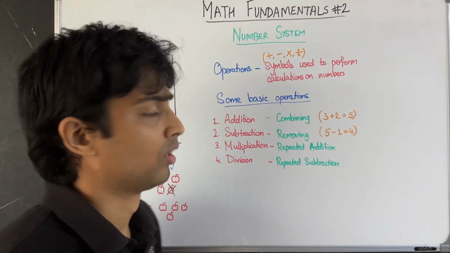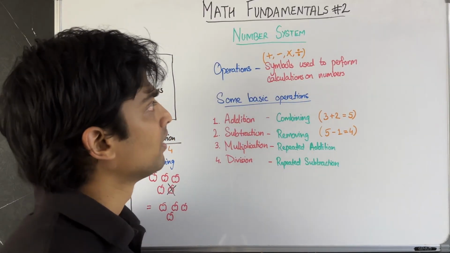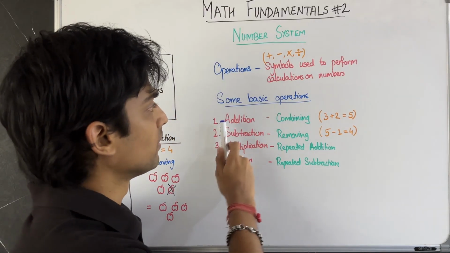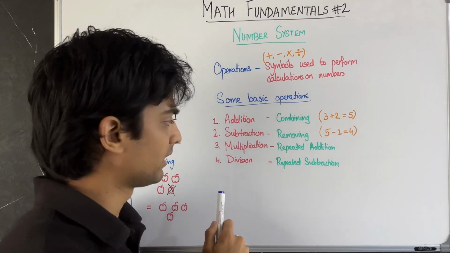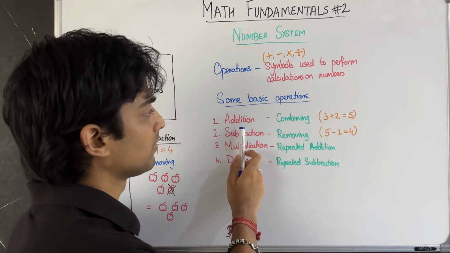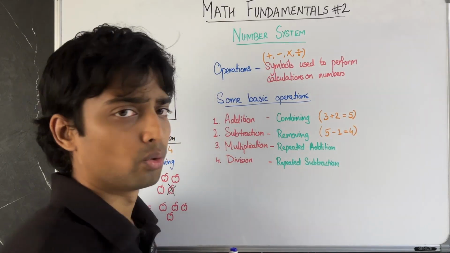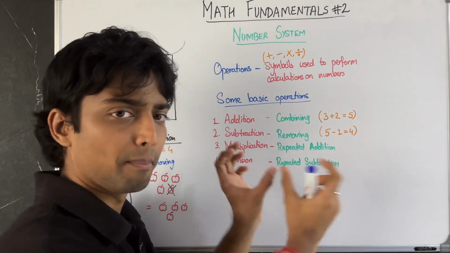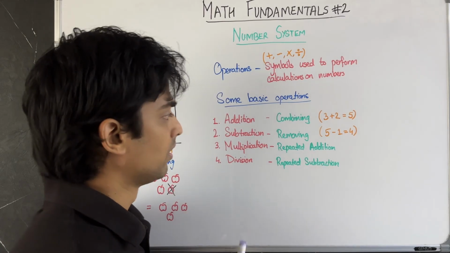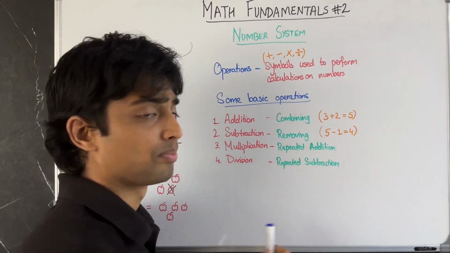Right, now what are operations? They are symbols used to perform calculations on numbers. So we already know the basic ones: addition, subtraction, multiplication, division. What does it truly mean? Addition is nothing but combining. Let's say we take two numbers, 3 and 2. So 3 plus 2, we combine them to get 5. Subtraction is nothing but removing. 5 minus 1 equal to 4.